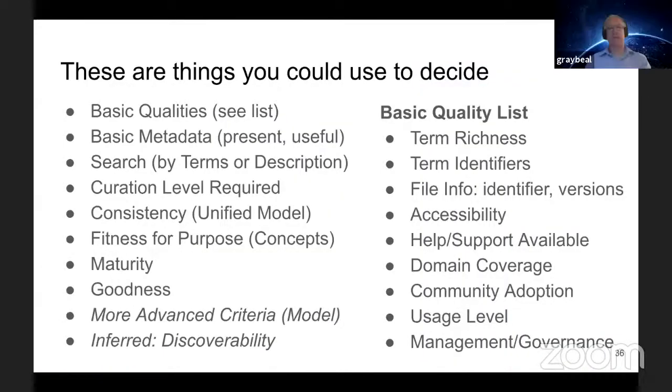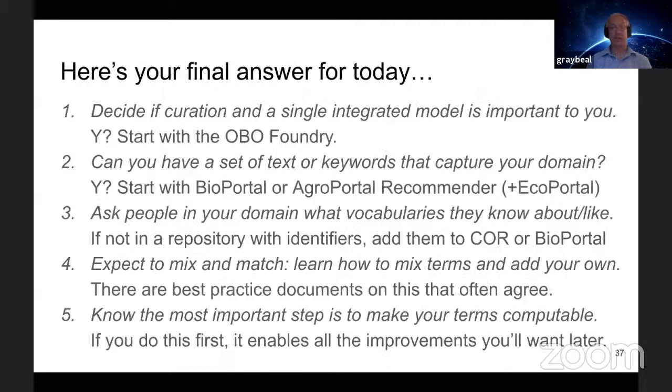Perfect. So we end up with this list of things that you can use to decide, which is actually a lot of work if you think about it. And so the basic qualities are listed on the right side. The other kinds of things that you might care about are on the left side. It turns out discoverability is really important. If you can't find the ontology, then you don't really care about it because you won't know.